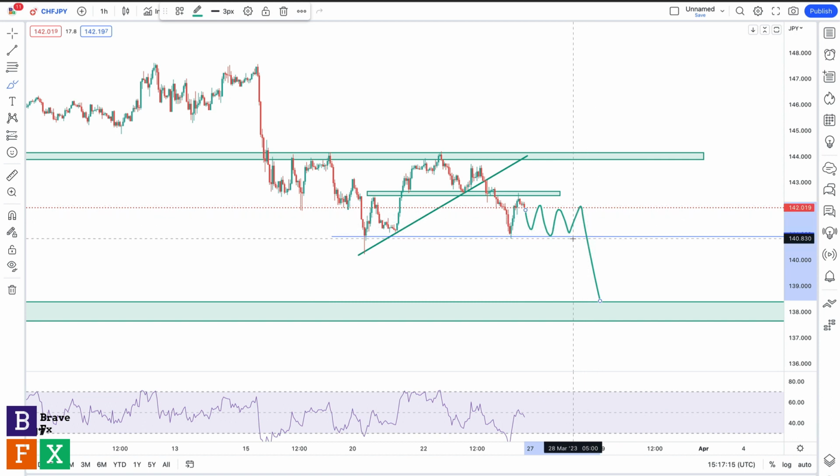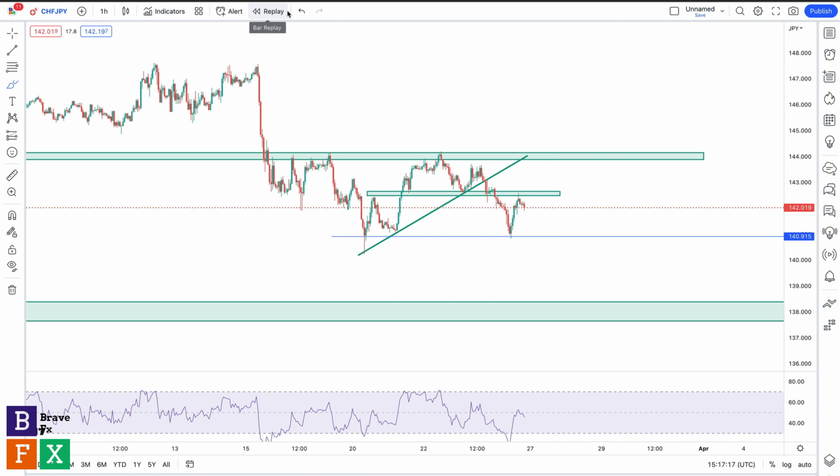So I'm going to get rid of this to show you what I'm talking about. Usually we do get a good ranging price movement like this. Then when it's time for the breakout, we get a small consolidation, with the bears giving us some bearish pressure before the breakout.